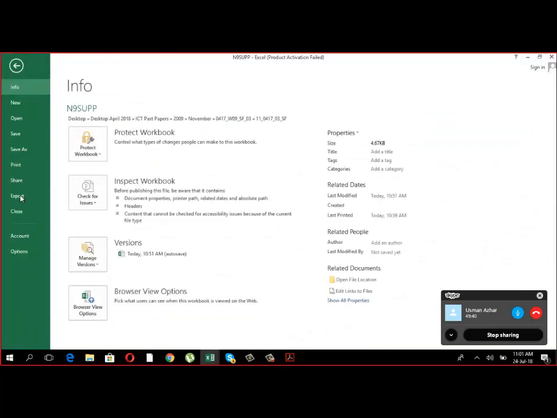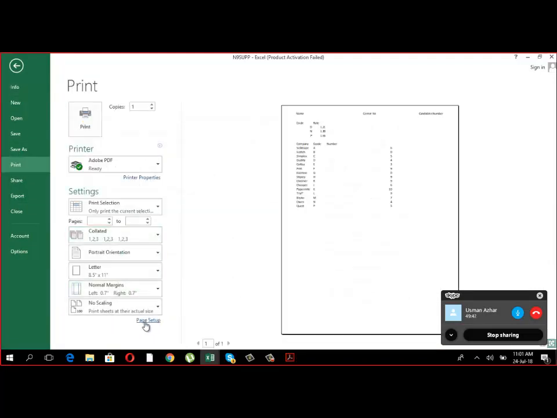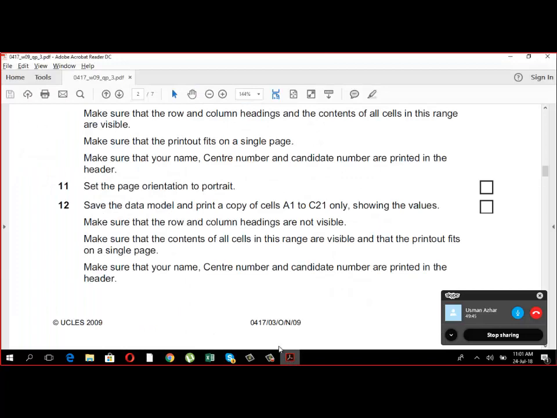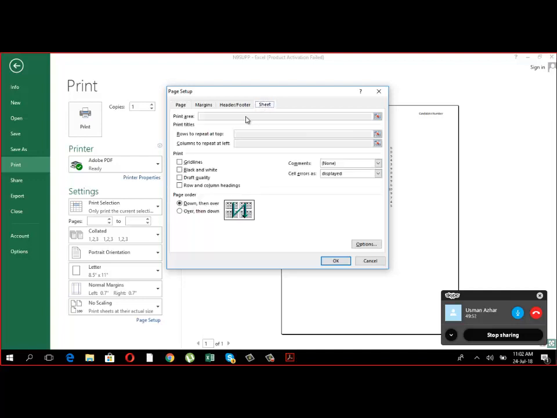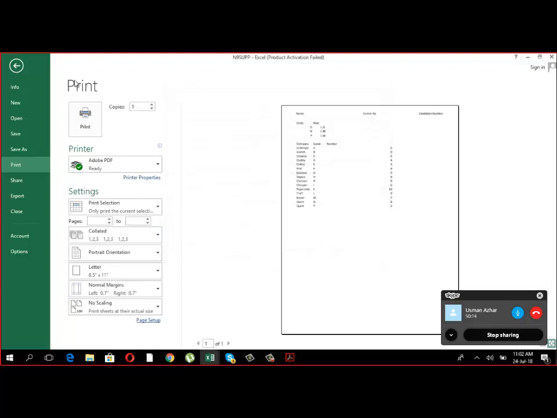So you'll come over here, come to Print, you can come into Page Setup, and now what they're saying is, make sure the row and column headings are not visible. So you can say over here is Sheet. You will see over here row and column headings. Do you want to show them or do you not want to show them? There you go.